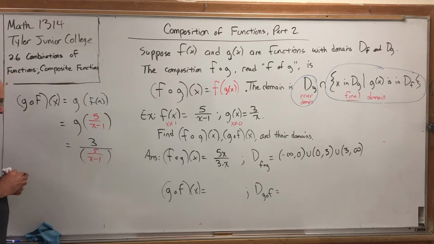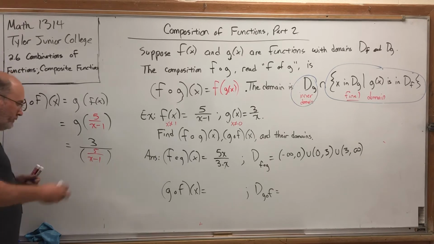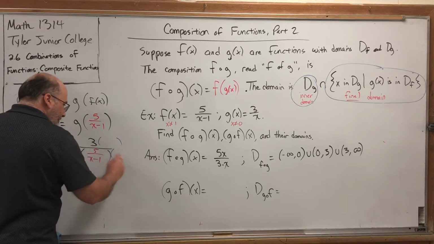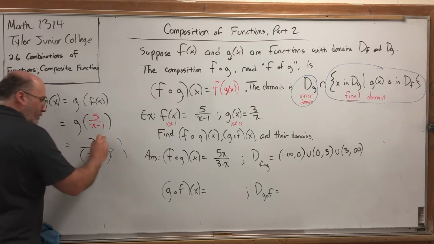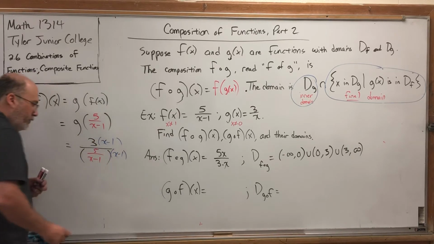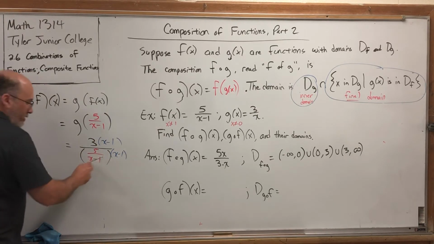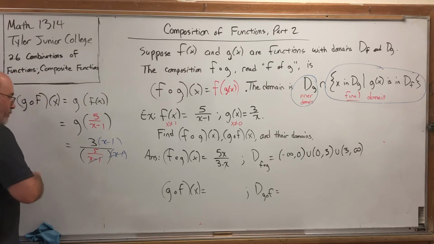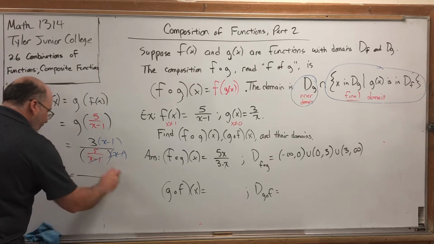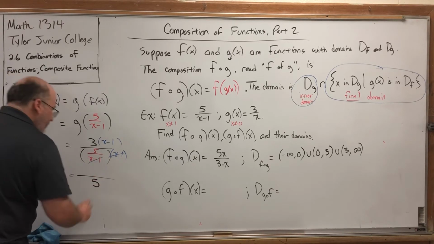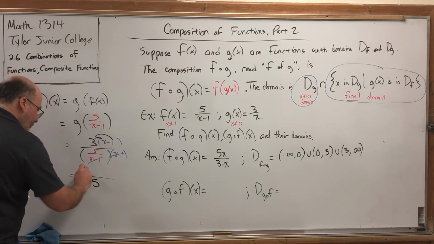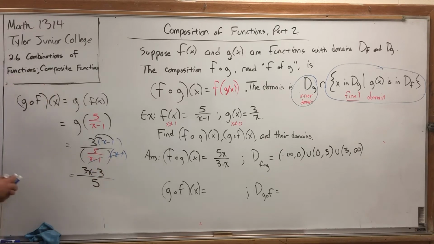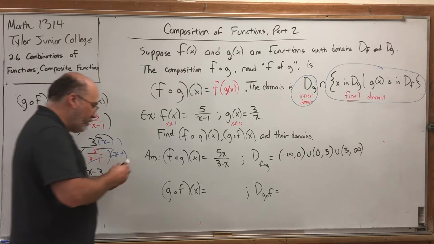Let's clean this fraction up. We have a little fraction inside of a big fraction. And you can always fix that by multiplying both sides of the big fraction by the denominator of the little fraction. So if we multiply both sides by x minus 1, the x minus 1's cancel in the denominator, but not in the numerator. The only thing left in the denominator is the 5. In the numerator, we can distribute and get 3x minus 3. So, our composite function is 3x minus 3 over 5.